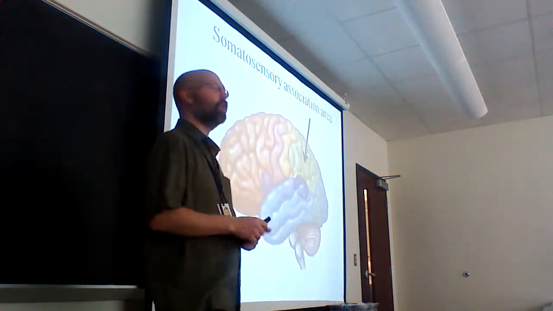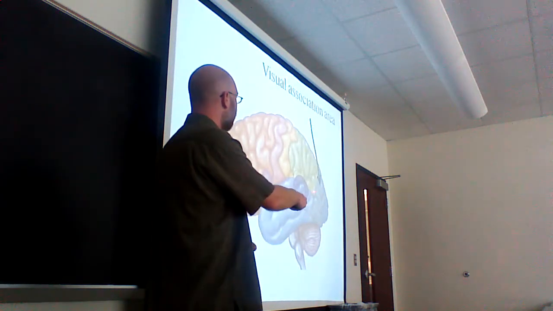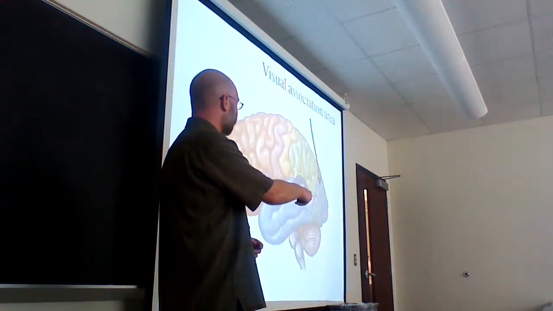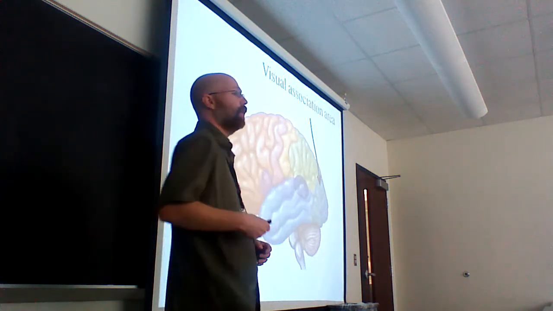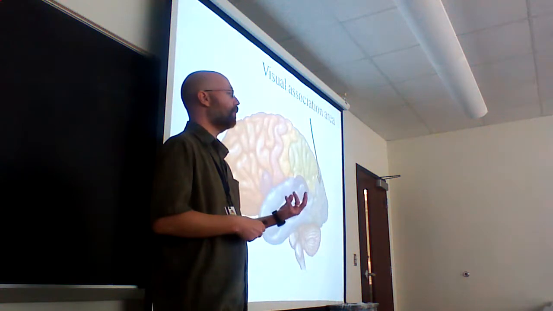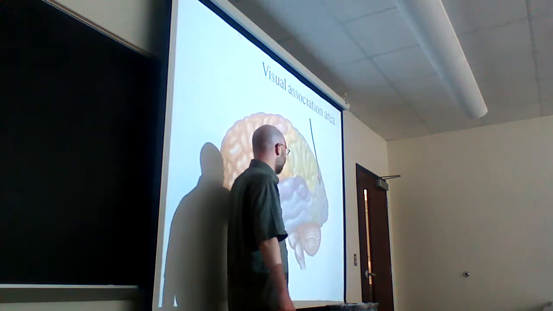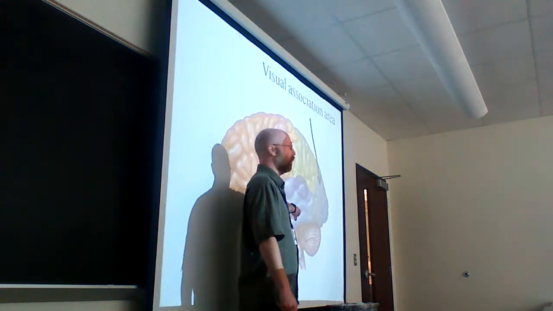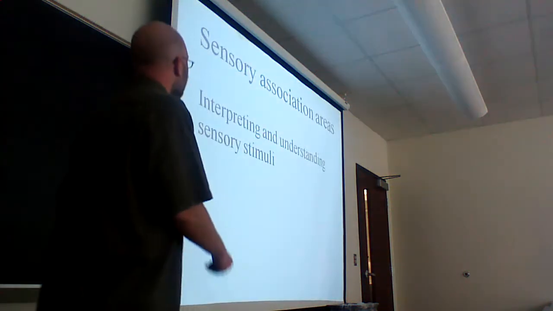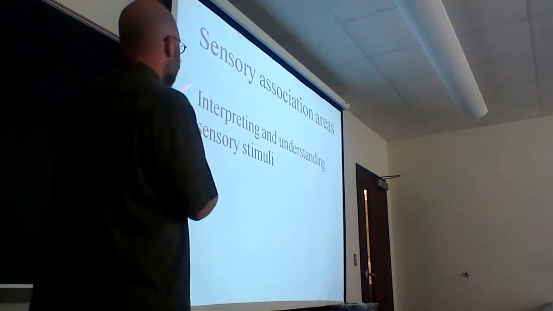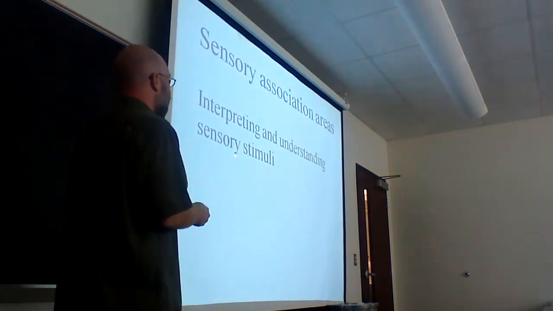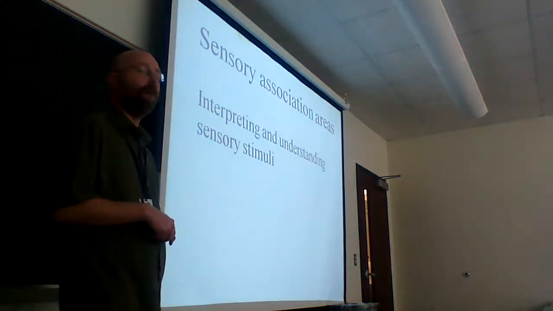It describes significance. There's an association area that's next to the visual. This is the visual association area. What is the significance of what it is you're seeing? There's an auditory association area that's a large chunk of the temporal lobe. Or basically figuring out what it all means and what is the significance of all of this stuff.